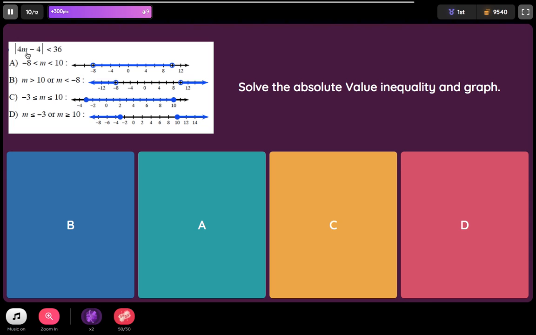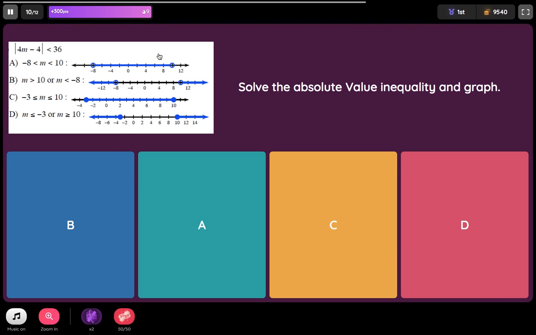But let's go ahead and explain the rest of it. 4m minus 4, you would have to add 4 to a -36 and make it -32. Because remember, I'm talking about the negative version now. So you have 4m is greater than -32. When you divide by 4, m ends up being greater than -8. So it is, like I said, A. It's -8 is less than m, which is less than 10.